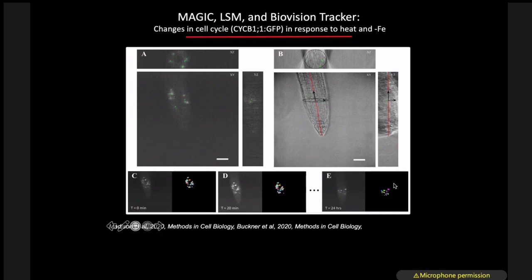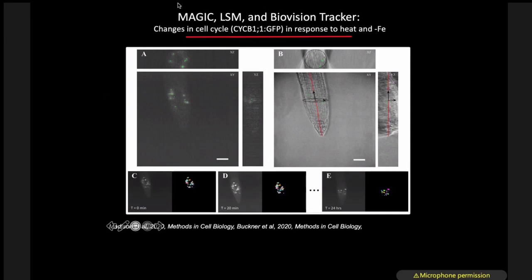And we did all this work in what's called the magic chamber. It's basically a small tube that allows you to grow plants like Arabidopsis in a clear gel, and then you can image the root using light sheet microscopy. And this magic chamber was created by Dr. Ross Sozzani, who I mentioned earlier.